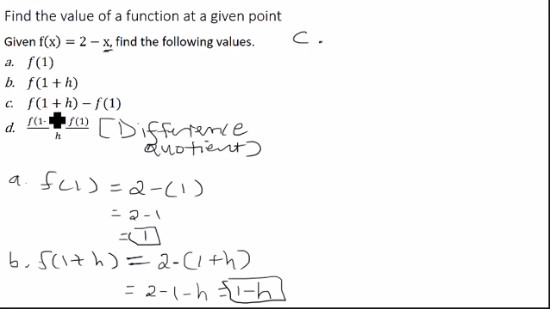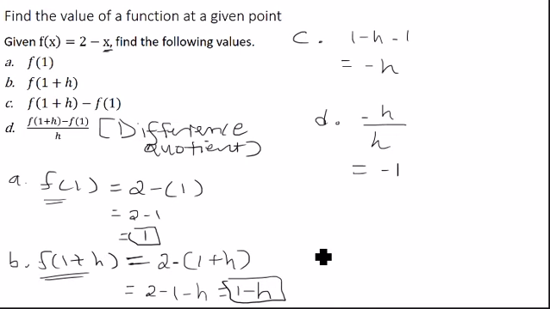Part C is just a combination of the first two answers, because it's going to be f of 1 plus h minus f of 1, so that's going to be 1 minus h minus 1, because 1 minus h is the value of f of 1 plus h, and 1 is the value of f of 1. So after simplifying, we get this as negative h, because I can cancel the common factors. The last part, part D, is the quotient of f of 1 plus h minus f of 1 by h, so it's going to be negative h over h, and that's going to be negative 1.